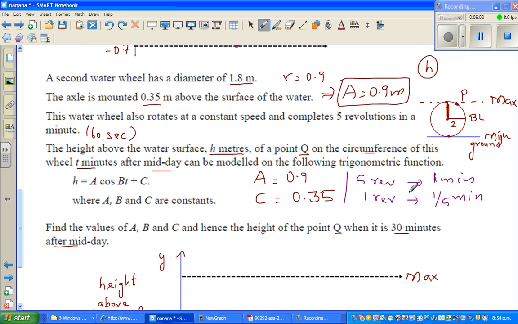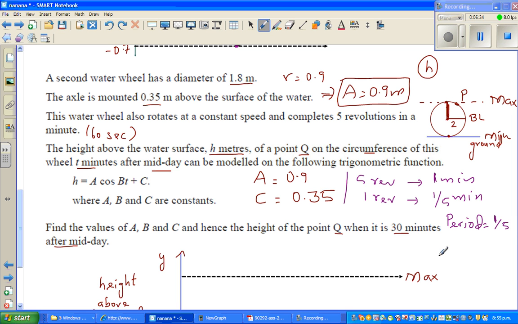So your period is, let me write here, I don't have the space, period is 1/5 of a minute. 1/5 of a minute is how many? That is 12 seconds. So in 12 seconds, this is one complete revolution. But we want to write in minutes, so I'll leave this in minutes.